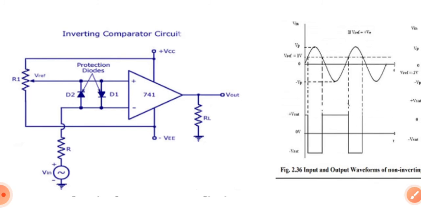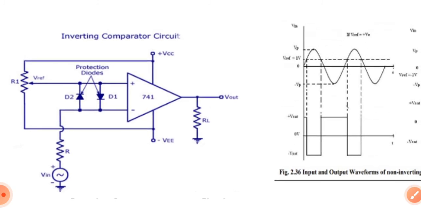This is the circuit of that one. V reference is connected to the non-inverting terminal. At the inverting terminal, we have to connect the V in. That's why, when you connect the V in there, it is called an inverting amplifier.